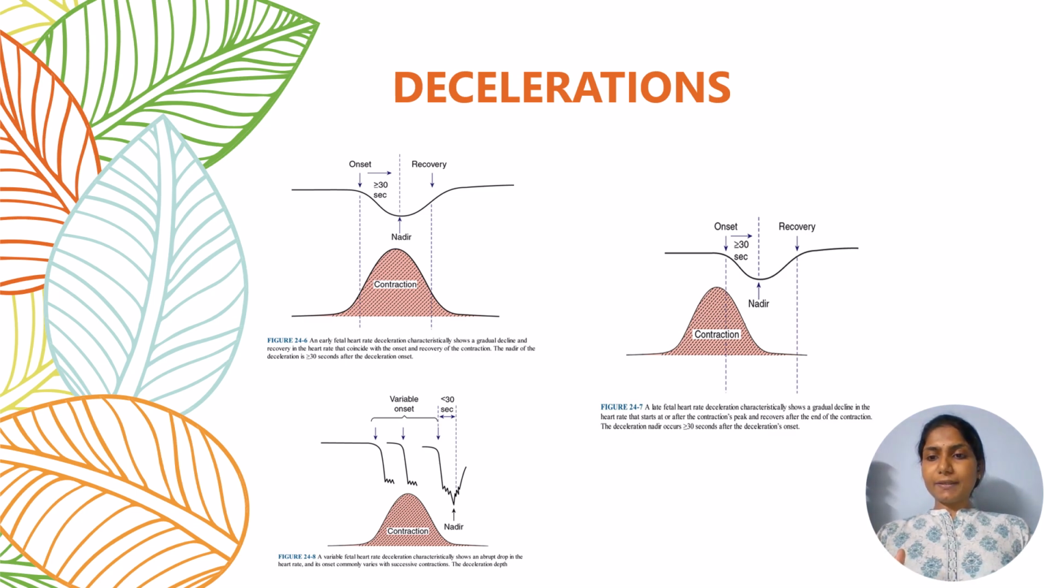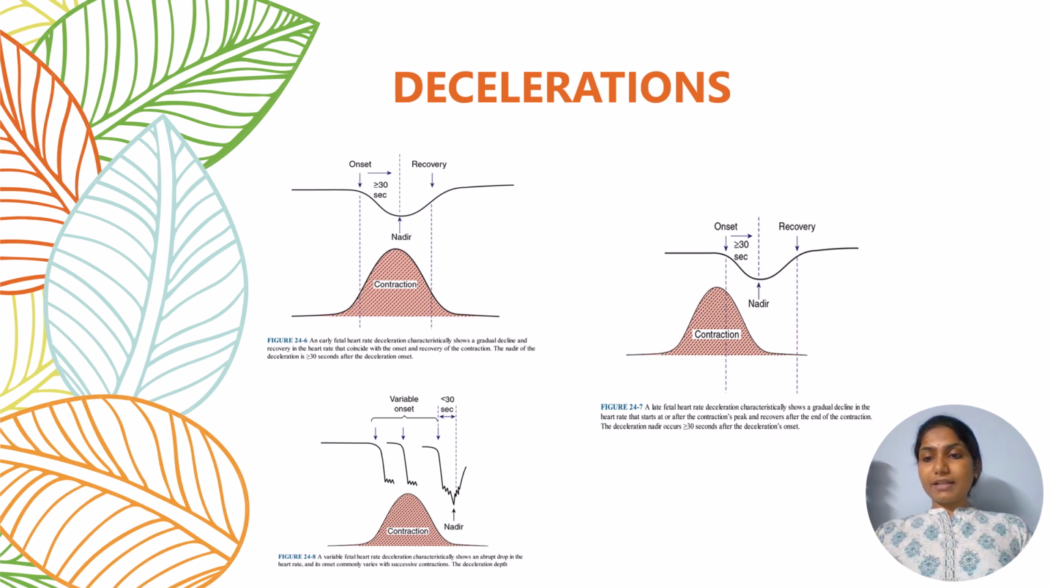So what will happen in persistent cord compression and persistent fetal distress or persistent fetal hypoxia? There is increase in carbon dioxide and hydrogen in the fetal blood. So these metabolic changes which happen in the fetal blood will cause stimulation of chemoreceptors. These chemoreceptors are present in the carotid body and aortic bodies. These chemoreceptors will cause again parasympathetic stimulation and it will cause persistent bradycardia.